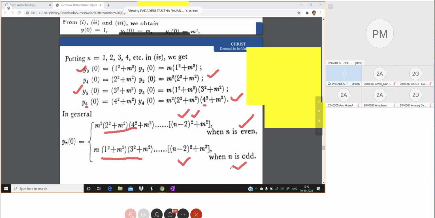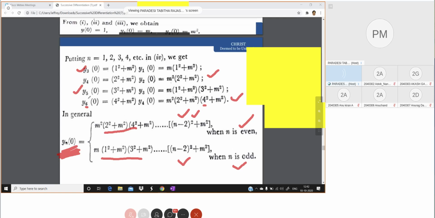Generalizing, because our interest was in this question: what is the value of the nth derivative at x equal to 0? That's the question. So from y3, y4, y5, y6, we are trying to comment on yn.